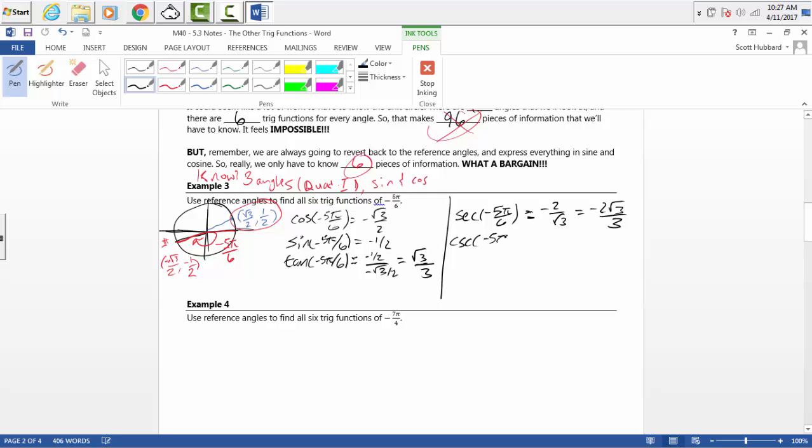Cosecant of negative 5 pi over 6. Again, it's just the reciprocal. So I've been doing it as x over y or y over x or 1 over y, 1 over x. Also mathematically, it's just 1 over this. So it's going to be the reciprocal of negative 1/2, which is negative 2. And cotangent is going to be the reciprocal of this, which would be 3 over root 3, which will rationalize and just become root 3.